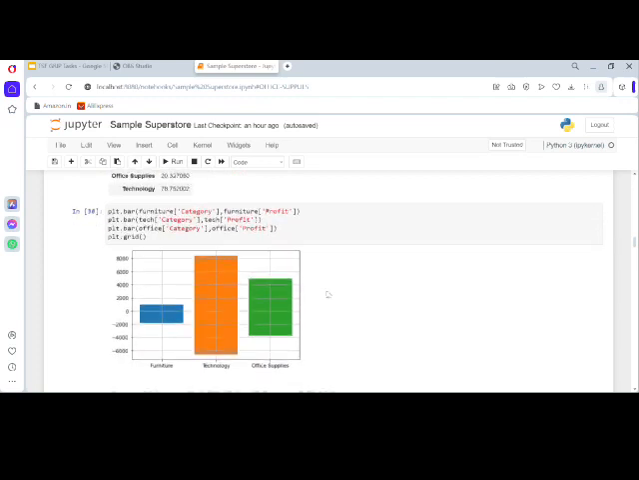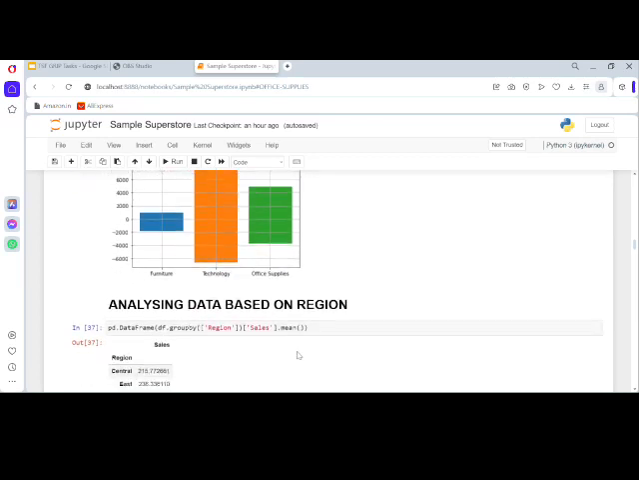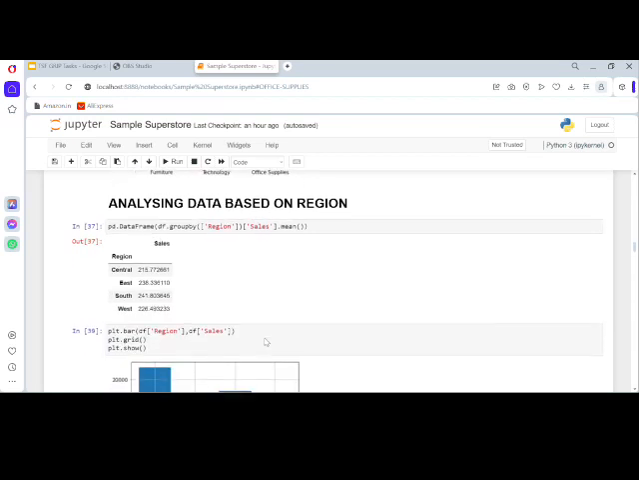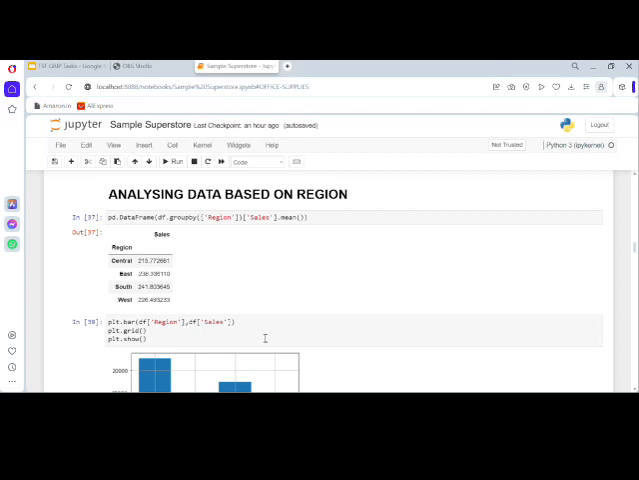Then we check the profit of each category. Then we can see it is technology. Of course, as technology had the most sales, it not only incurred profit, it also incurred loss. So we need to work in this area and remove such factors so that they won't affect its price.